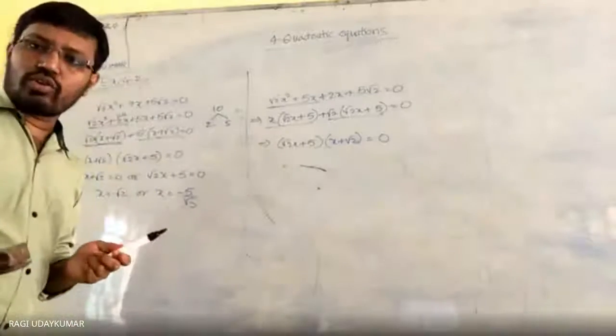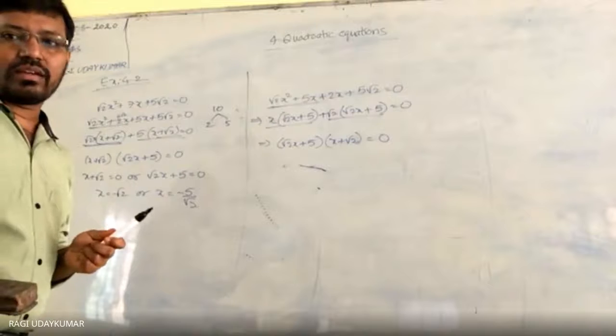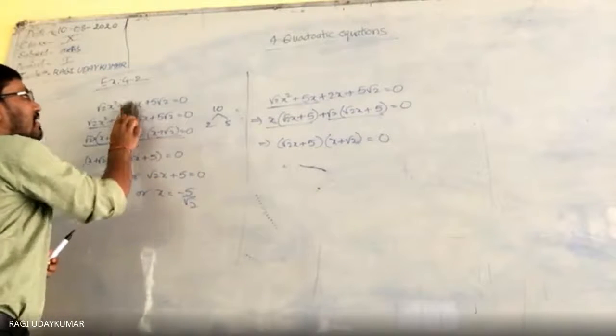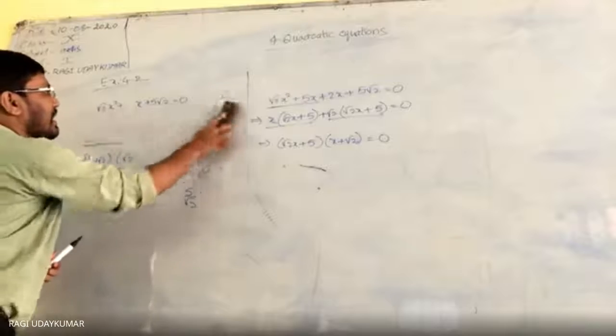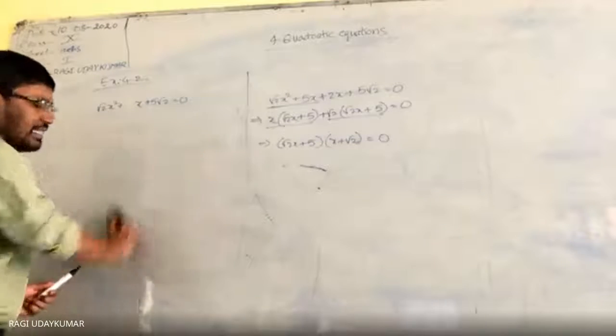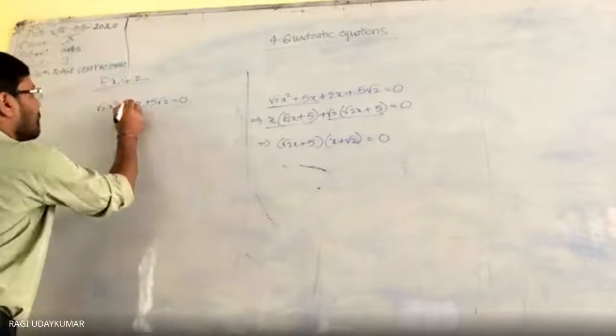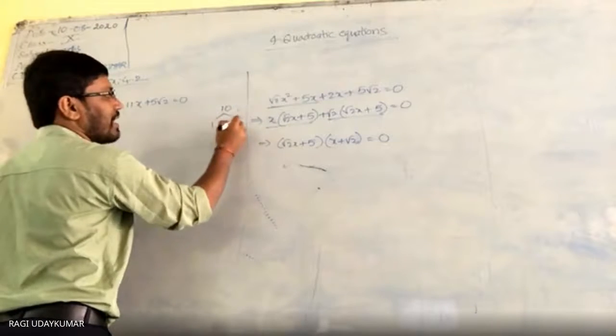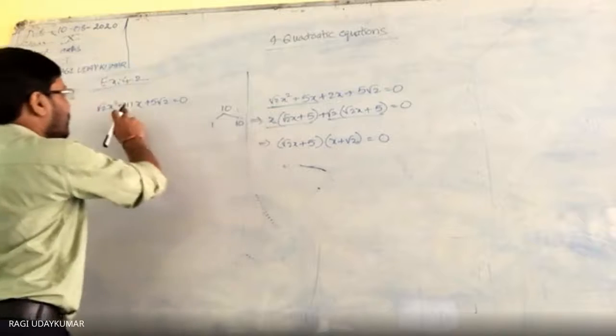In any way you can solve the problem. It doesn't matter. Suppose in the same problem, if it is given here 11x, let us take 11x. In the same problem, suppose it is given 11x. So what to do? 10 is there. 1 and 10, if we add 1 and 10, 11 will come.